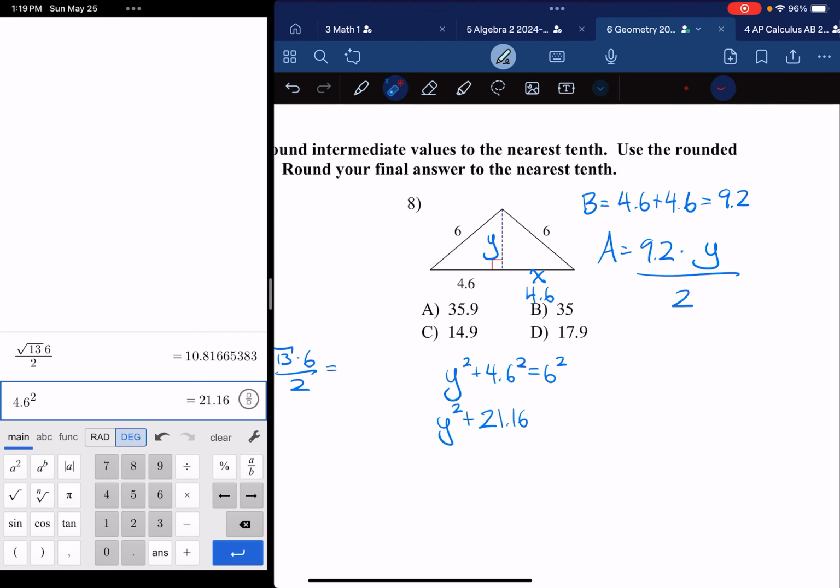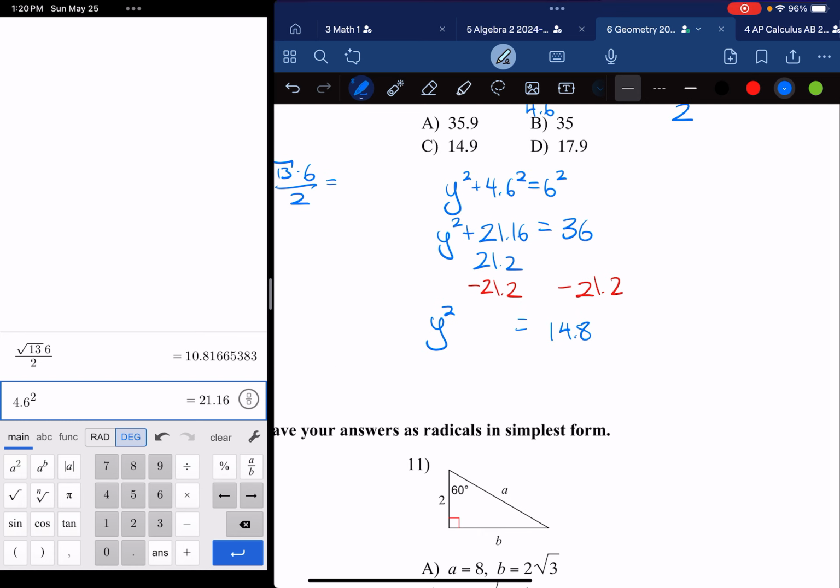It usually says in the instructions to round to the nearest tenth right in the middle of your process. I don't like doing this actually in mathematics. I really want to write my own curriculum. So I'm going to turn this into a 21.2. This makes me feel icky. I shouldn't be doing this in real life. And that's going to be equal to 36. Let's subtract 21.2 from both sides, and that will leave me behind with y squared equal to 14.8. And then from there, we square root, and y is going to be equal to the square root of 14.8.